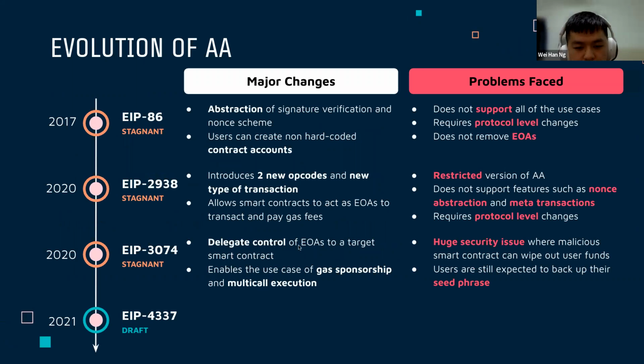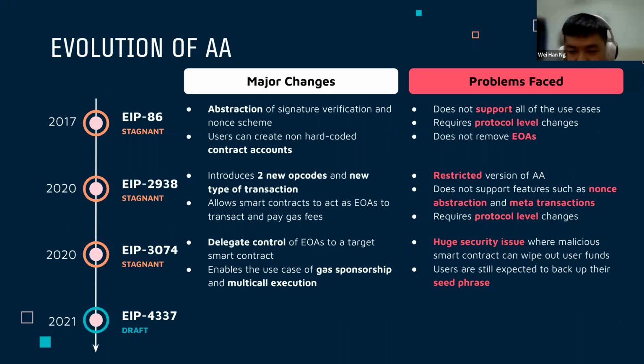Now, the EOAs can act as a smart contract, or the control of EOAs is delegated to a target smart contract. So with this change, you enable some of the use cases that I mentioned, which are gas sponsorship and multi-call execution. But the huge problem that this EIP faces is a security issue. So imagine what if your user accidentally signed a message with a malicious smart contract, right? That particular smart contract can wipe out the user funds very quickly.